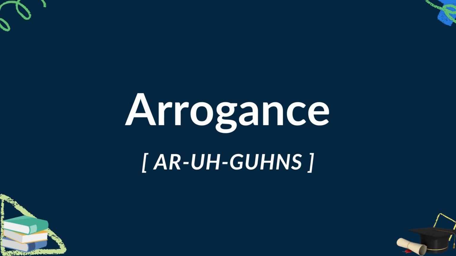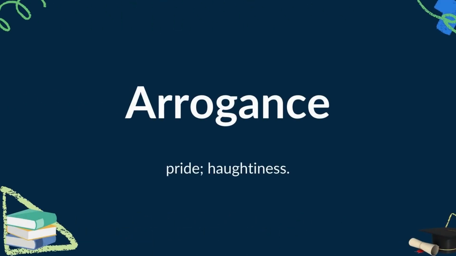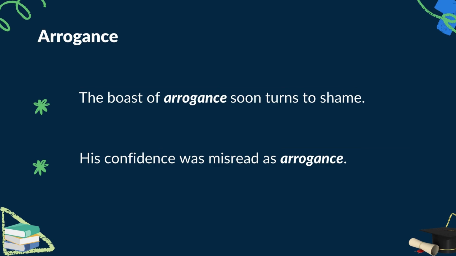The next word is arrogance. A-R-R-O-G-A-N-C-E. Arrogance. Arrogance means pride, haughtiness. Here are some ways you can use the word in a sentence. 1. The boast of arrogance soon turns to shame. 2. His confidence was misread as arrogance.